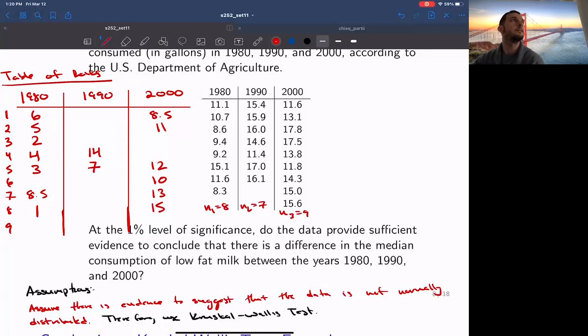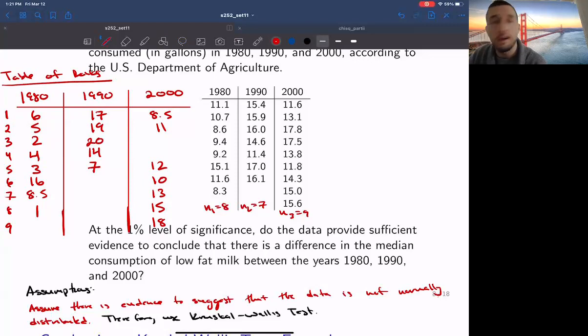Rank 16 is going to be the sixth observation from the year 1980. Rank 17 is the first observation from 1990. Rank 18 is the ninth observation from 2000. Rank 19 is the second observation from 1990. Rank 20 is the third observation from 1990.